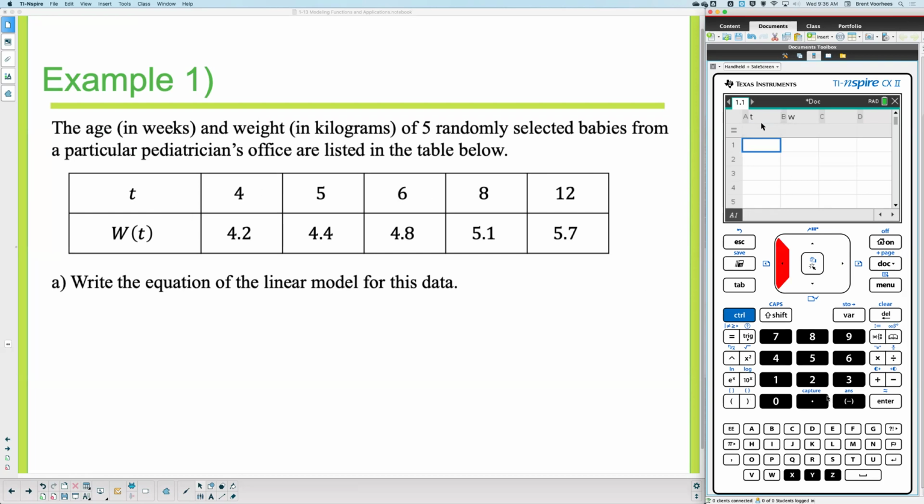Now I want you to type in this data as we go down. For the T column, we'll have 4, 5, 6, 8, and 12. And then for the W column, 4.2, 4.4, 4.8, 5.1, and 5.7.